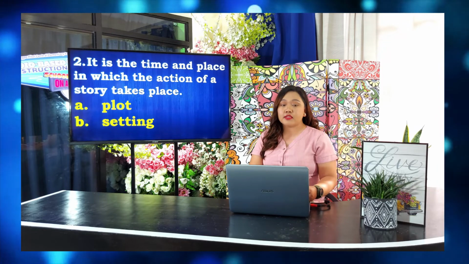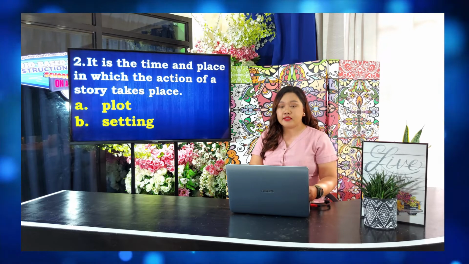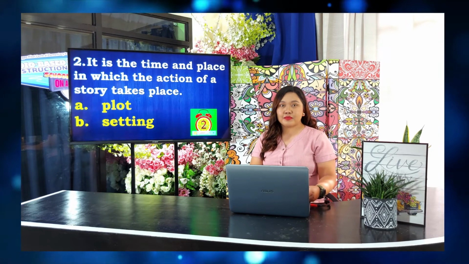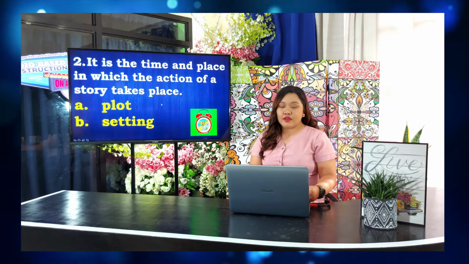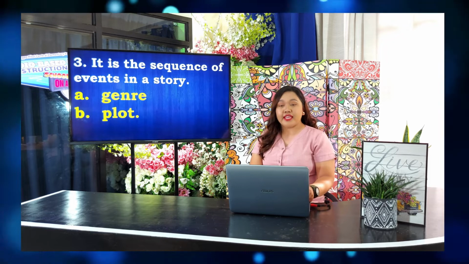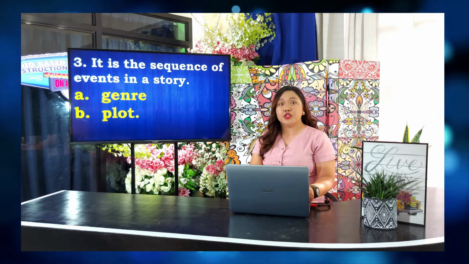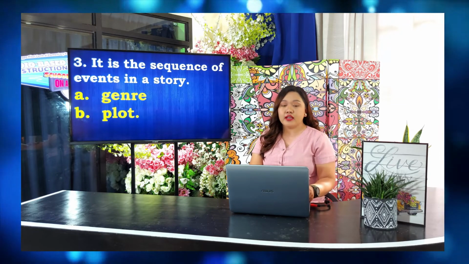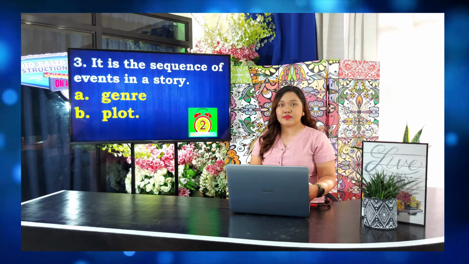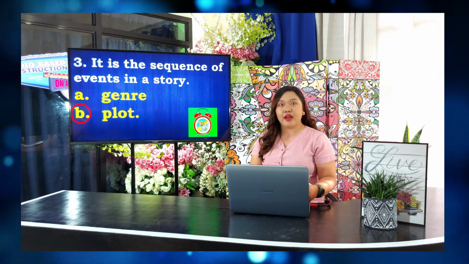Letter A, plot. Letter B, setting. You're great! The correct answer is letter B, setting. Number 3. It is the sequence of events in a story. Letter A, genre. Letter B, plot. Amazing! The correct answer is letter B, plot.